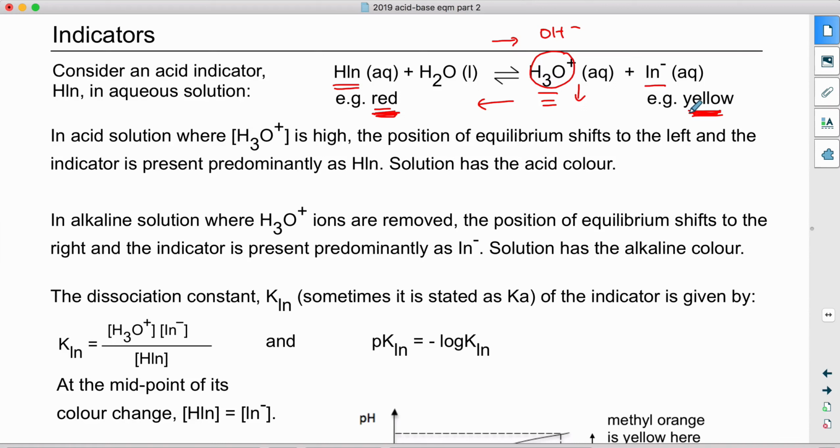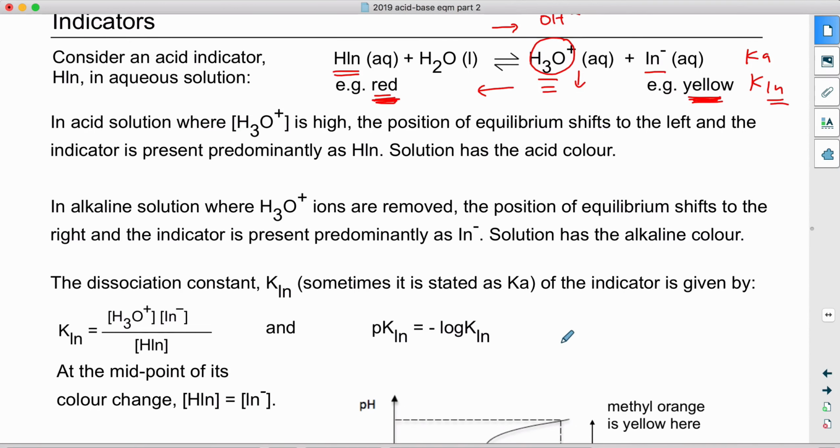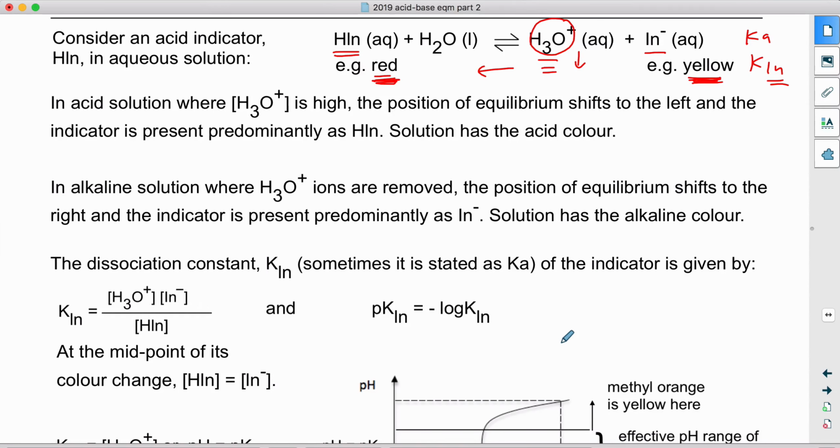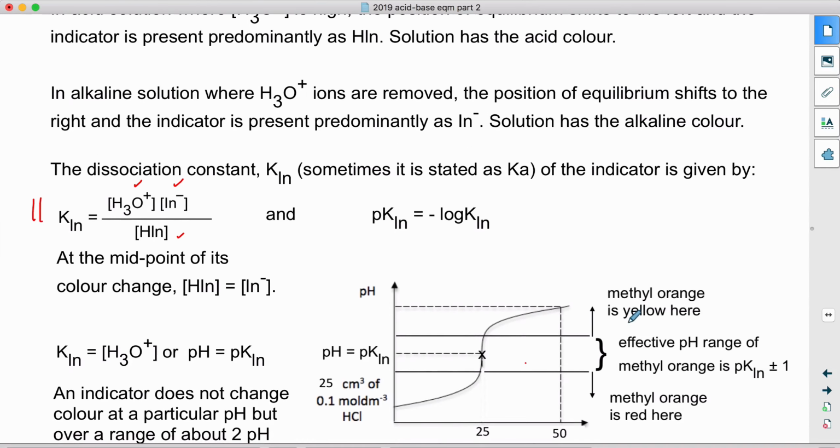Methyl orange has a Ka value, but we don't write Ka, we write it as Kin. In stands for indicator. So methyl orange will have a Kin expression, which is H plus concentration times In minus over HIn. So let's look at a typical titration.